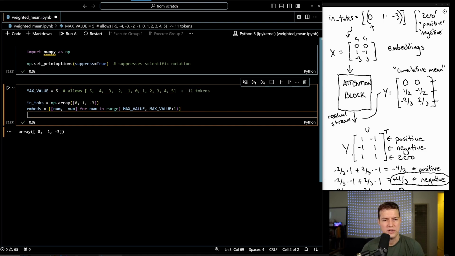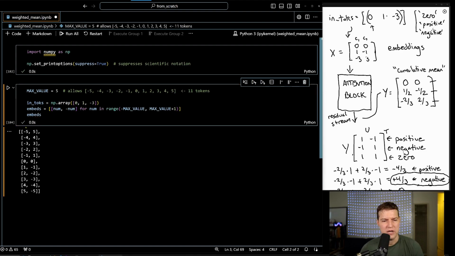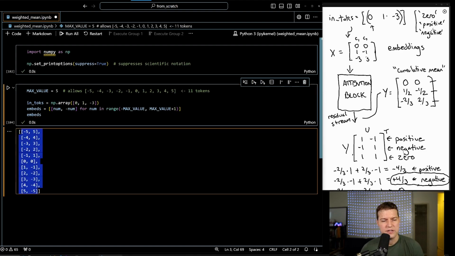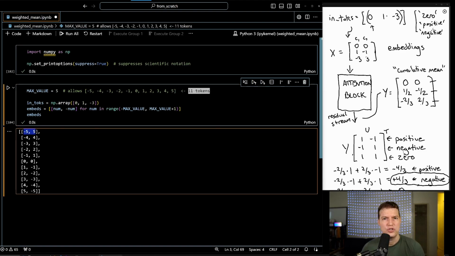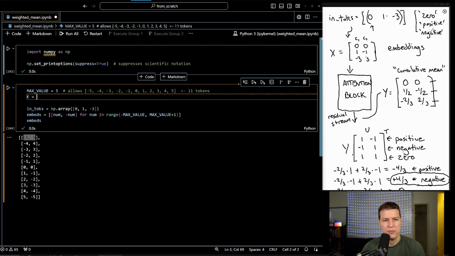All right, so let's look at our embeds here. Looks pretty nice, right? By the way, when you look at this, this is a matrix, and we have 11 rows corresponding to our 11 tokens. And then we have 2 channels, is what we call these, channel 1, channel 2. So I'm going to make another variable here called k. I'm calling it k because I need a really short variable name. I can't call it num tokens because I use k a lot, as we'll see. So instead of 5, we have 2 channels.